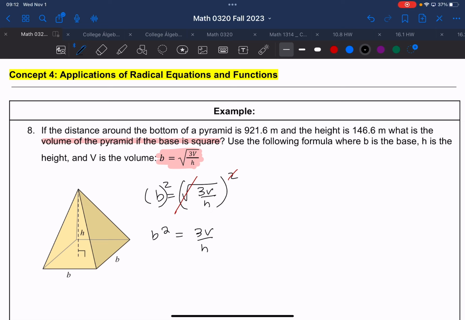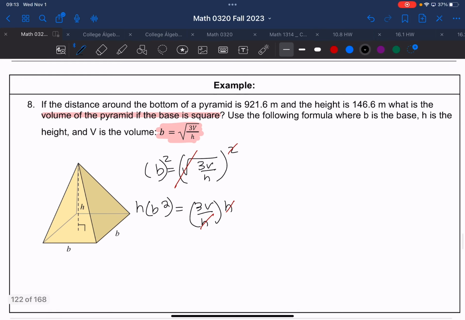Again, we want the V by itself. So what do we need to get rid of? The H. So what are we going to do to both sides to get rid of the H? Multiply. So I'm going to multiply both sides by H, which means the H's cancel on the right side, and I'm left with HB squared is equal to 3V.